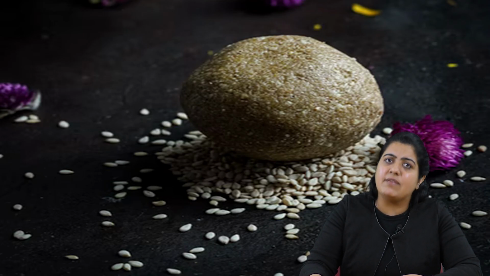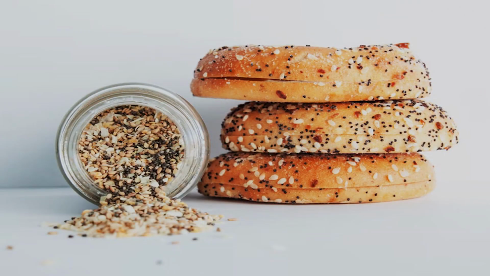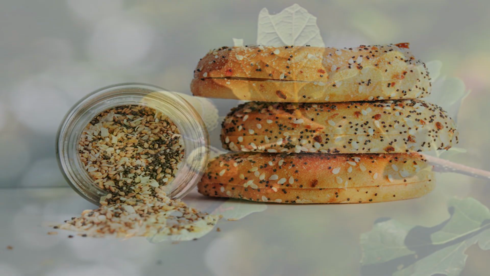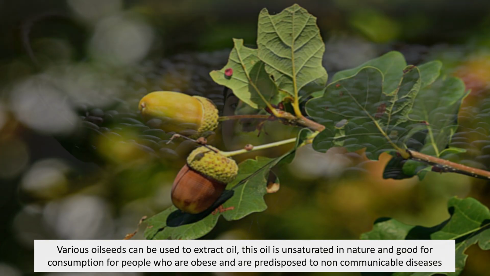Talking about till seeds, they are a very good source of calcium and can be combined with jaggery to make laddus, like we all do in winter season. Our mothers make laddus out of it. They can also be added to other preparations for improving the calcium content of the diet. Seeds like khaskhas are added to sherbets and Indian sweets. Various oil seeds, as I mentioned earlier, can be used to extract oil. And as this oil is unsaturated in nature, it is very good for consumption for people who are obese and those who are predisposed to various non-communicable diseases.